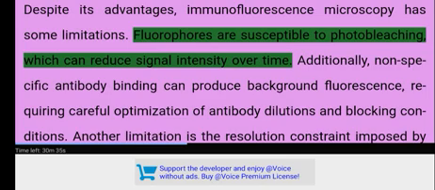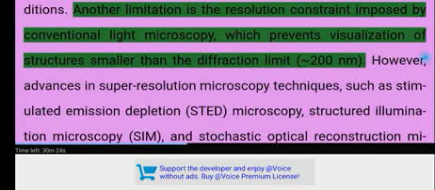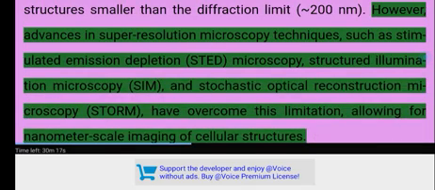Fluorophores are susceptible to photobleaching, which can reduce signal intensity over time. Additionally, non-specific antibody binding can produce background fluorescence, requiring careful optimization of antibody dilutions and blocking conditions. Another limitation is the resolution constraint imposed by conventional light microscopy, which prevents visualization of structures smaller than the diffraction limit, approximately 200 nanometers. However, advances in super-resolution microscopy techniques, such as stimulated emission depletion (STED) microscopy, structured illumination microscopy (SIM), and stochastic optical reconstruction microscopy (STORM) have overcome this limitation, allowing for nanometer scale imaging of cellular structures.